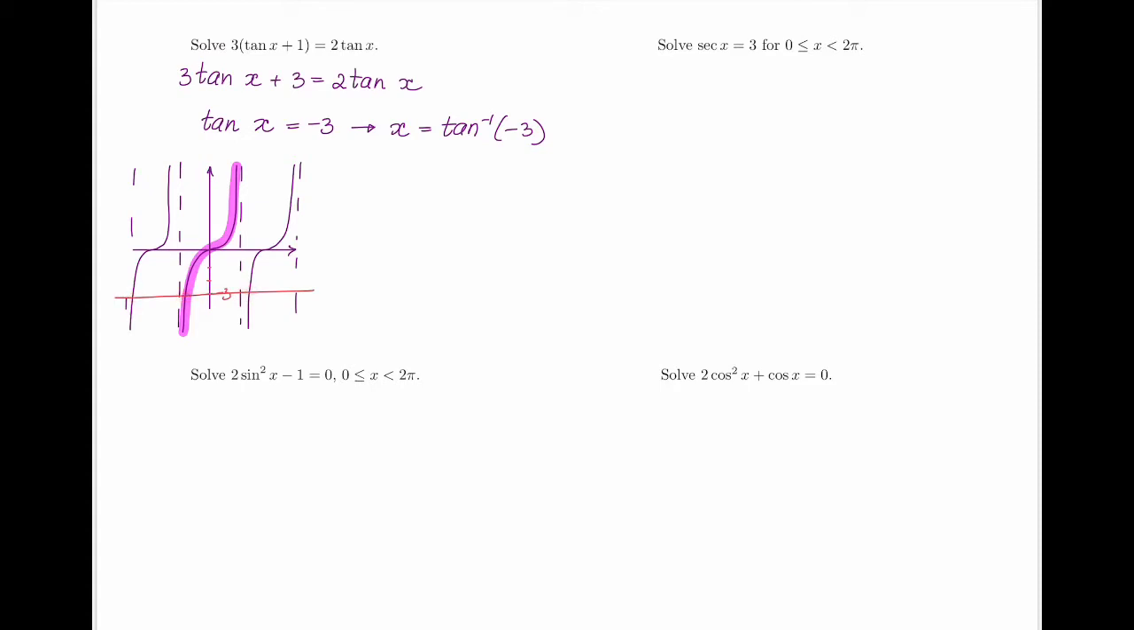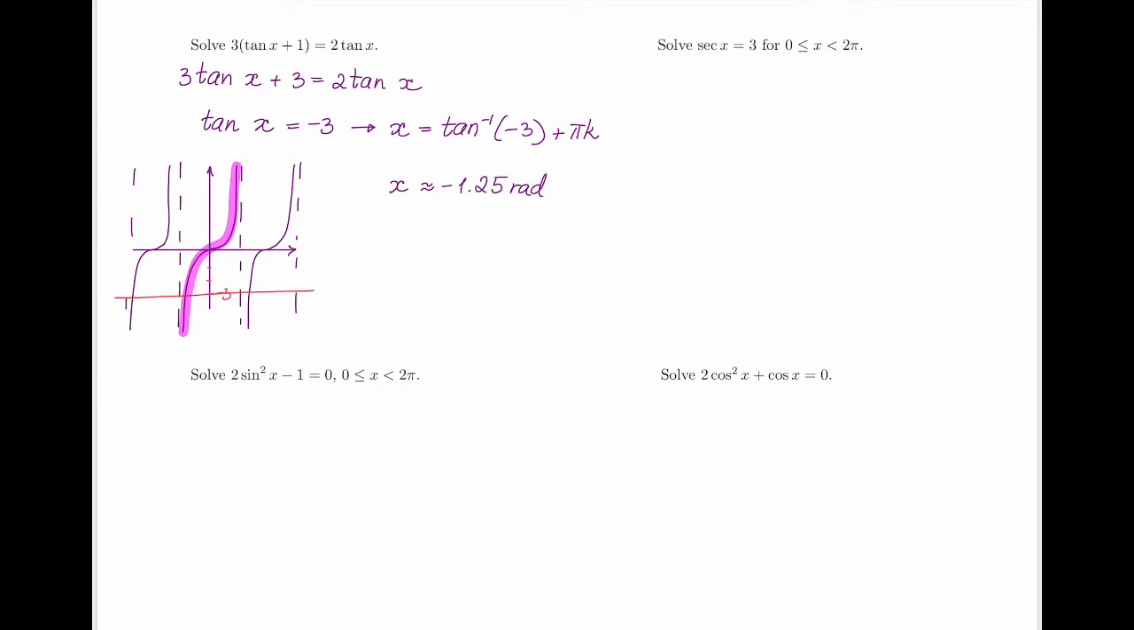Okay, so I'm not going to get any extra solutions, but I do have to add a period of pi to this solution that I've obtained using the inverse functions. If you plug tangent inverse of -3 into your calculator, you will get a decimal approximation of what that is, and that is minus 1.25 radians.